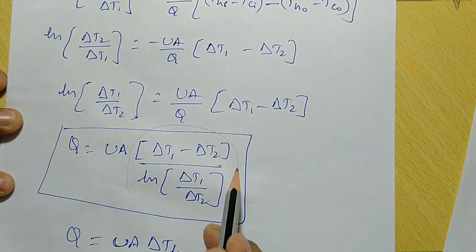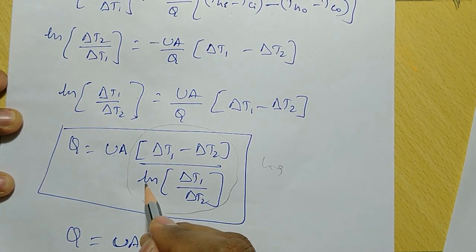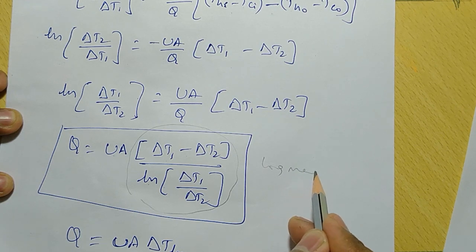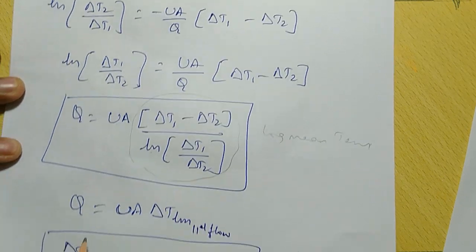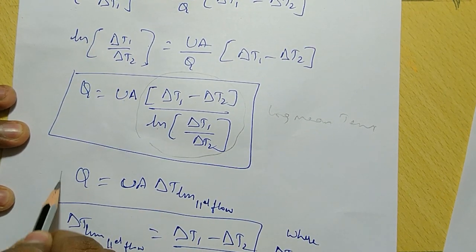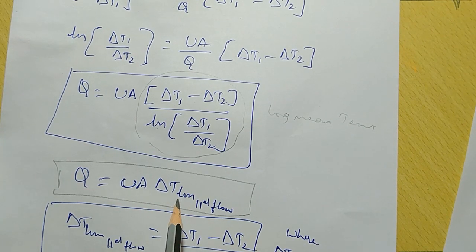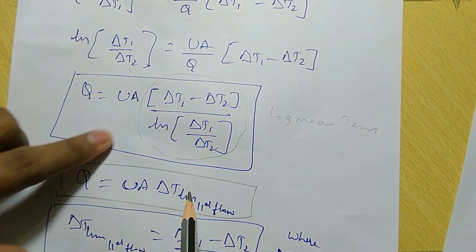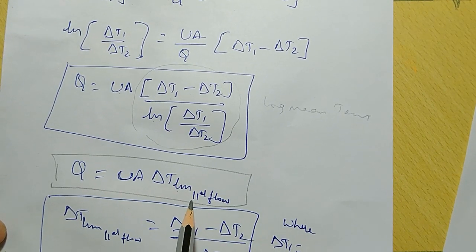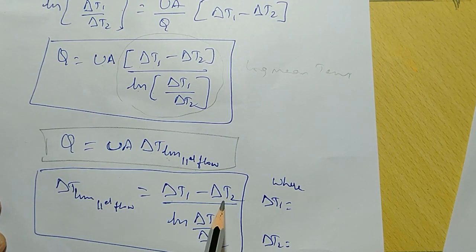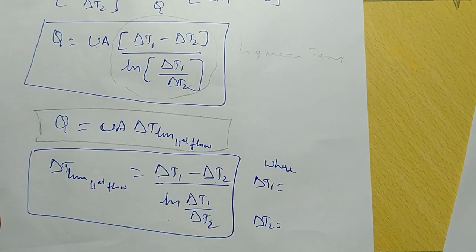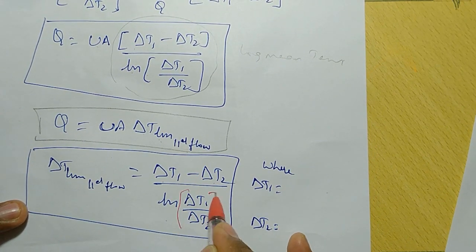Now this whole expression you are going to call the logarithmic mean temperature difference, because ln is there. That one can also be written like that: Q is equal to UA delta T LM. Delta T LM means logarithmic mean temperature difference. This equation is for the parallel flow heat exchanger, so I write it as delta T LM parallel flow, which is delta T1 minus delta T2 divided by ln of delta T1 by delta T2.